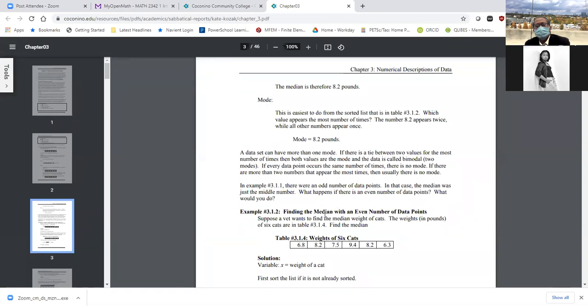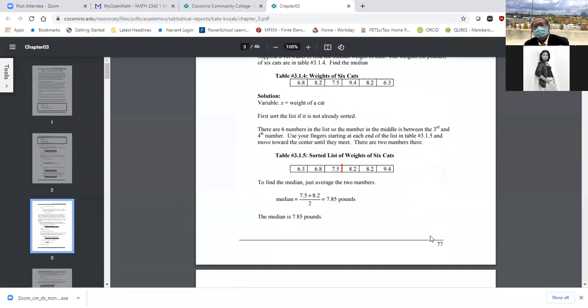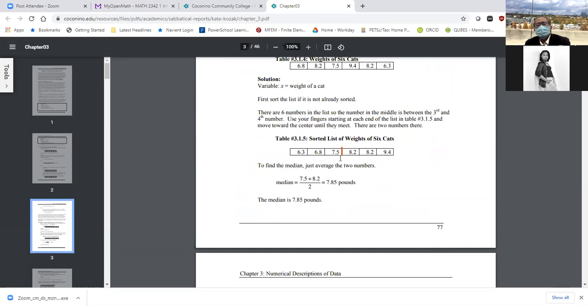So what if the data has an even number of data points? You do the same thing, but put it in order, right? Then there are two data values in the middle if you have an even number of data points. So you need to add these two numbers and then divide by 2. That will be the median.